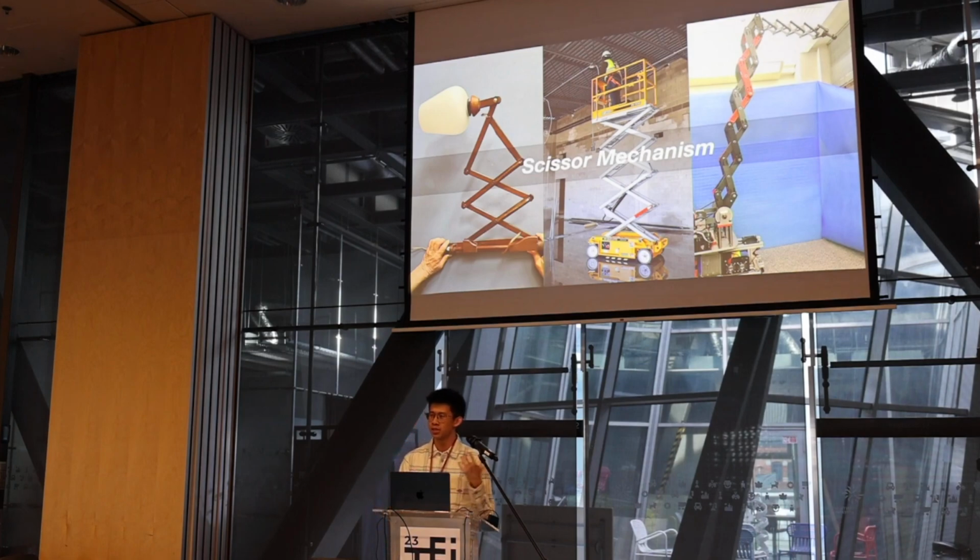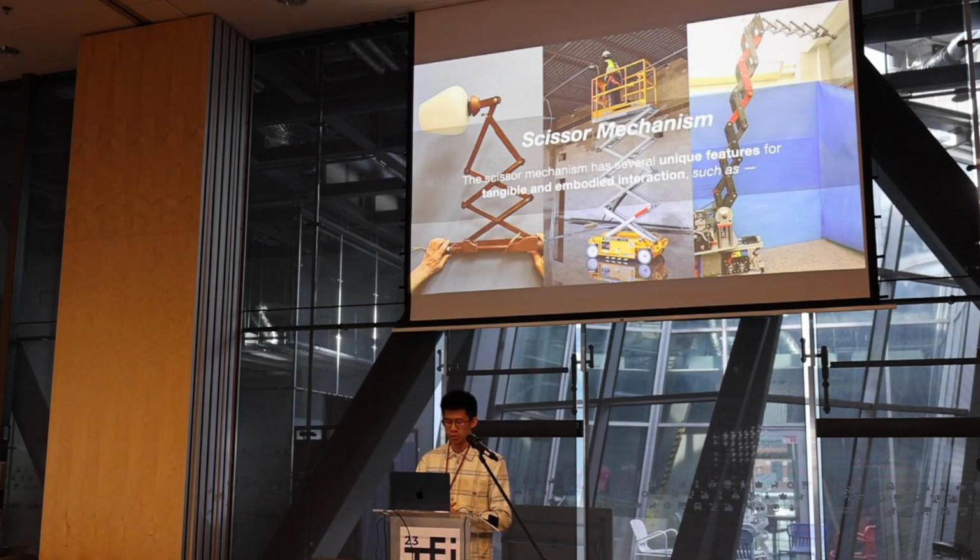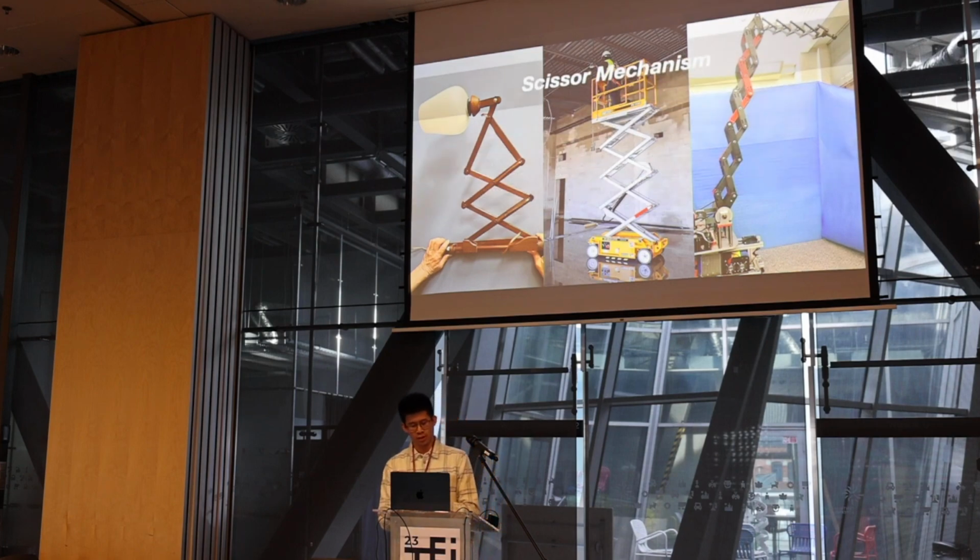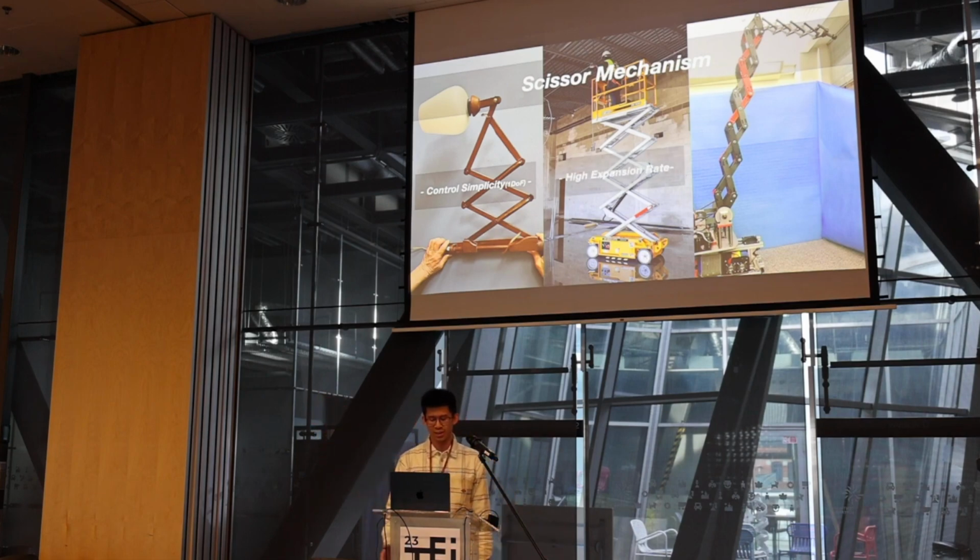Well, the scissor mechanism has three unique features that are really interesting for tangible and embodied interaction. The first is control simplicity, which means you can control the shape in a simple manner, specifically 1 degree of freedom, either by sliding or rotating motion to control the full expansion. It also has a high expansion rate: you can achieve really large transformations while it is folded in a really compact form factor. It also has a modular design, which means you can break these mechanisms into small pieces and customize them freely.